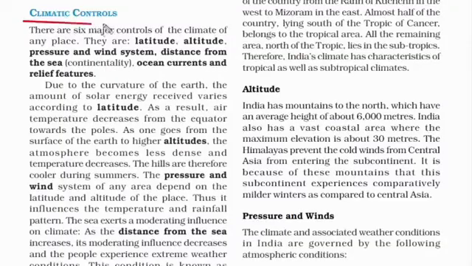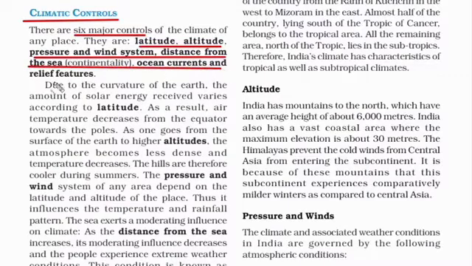Now let's read about the climatic controls. So always remember, the climate of any place has 6 major controls. They are latitude, altitude, pressure and wind system, distance from the sea, ocean currents and relief features.